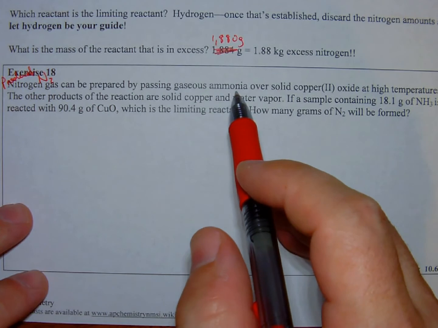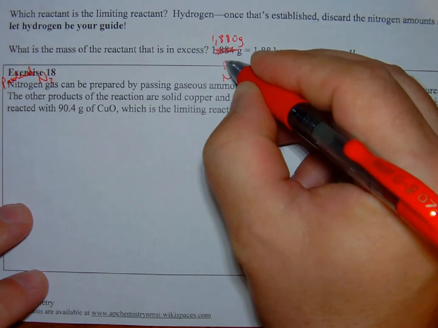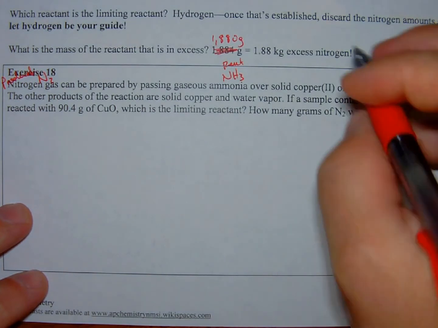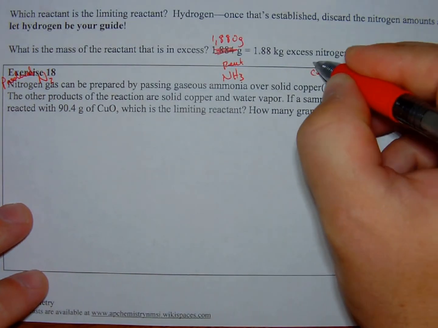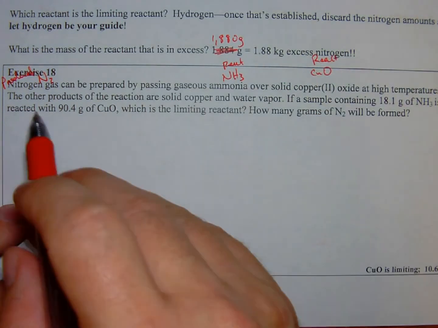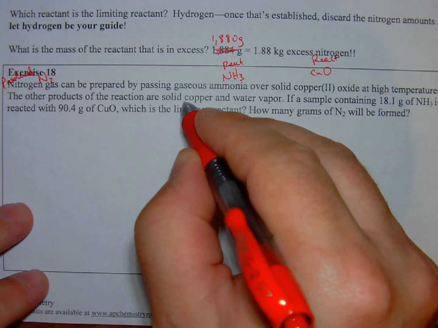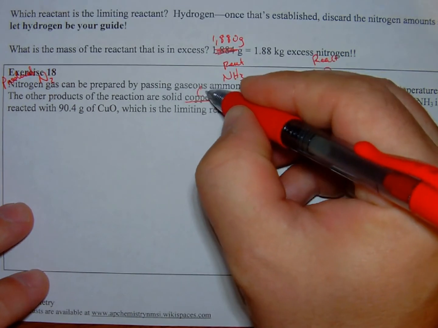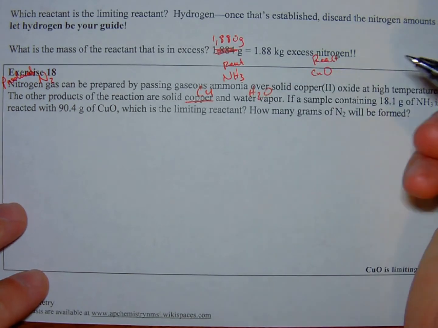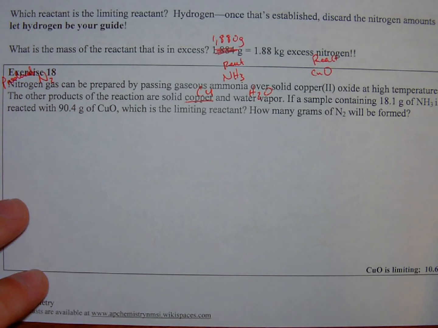by passing ammonia. And this is going to be a reactant over solid copper(II) oxide. Again, reactant, at high temperatures. The other products, in addition to nitrogen, are solid copper, right, so that's just Cu, and water vapor, H2O. So before we read the rest of the question, I'm just going to write down my equation.